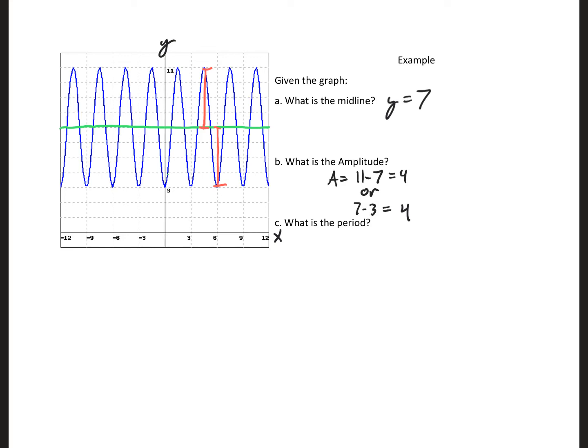The period is the length of time it takes for one full rotation. So what we can do is pick a point and determine how long it will take to return to that point along the horizontal axis. If I consider this graph, this is my period here. That horizontal unit distance is 3 units. So the period here is 3 units.